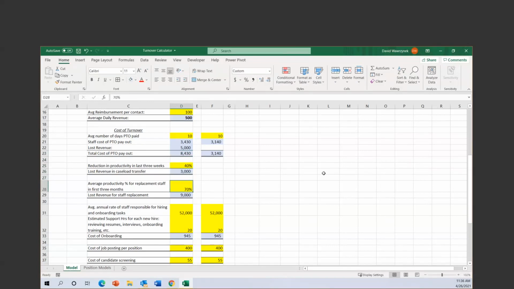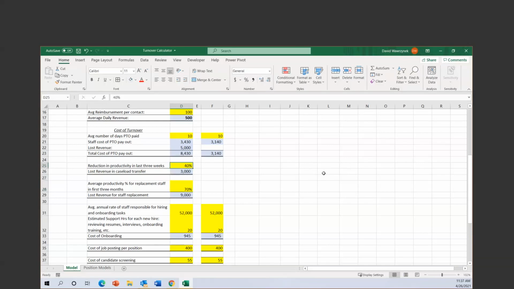And then you have average productivity as a percentage of replacement for their first 3 months. Will you replace the staff? I don't know about you, but our staff never... it took a little while to come up to 100% productivity. They have to build caseloads. They have to learn your EHR system. There's a whole variety. So in this case, we'll say in the first 3 months, we might get 70% of the productivity that we would have gotten for a regular full-time staff who had been here for a while.